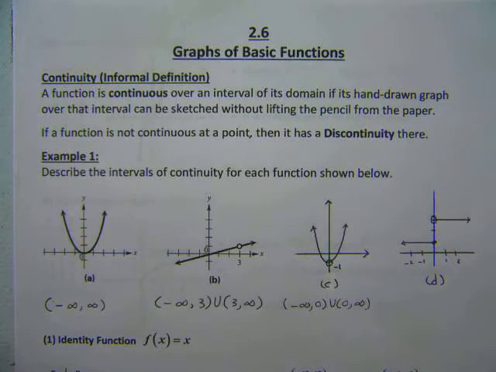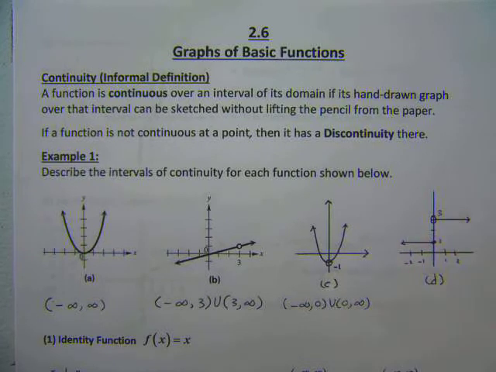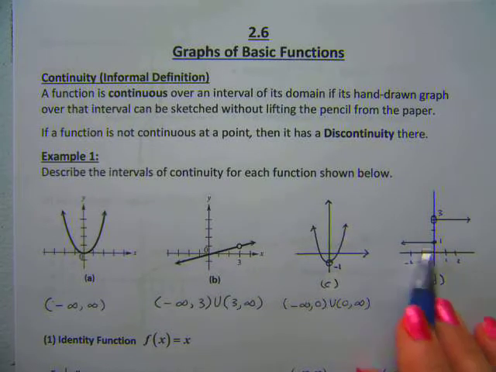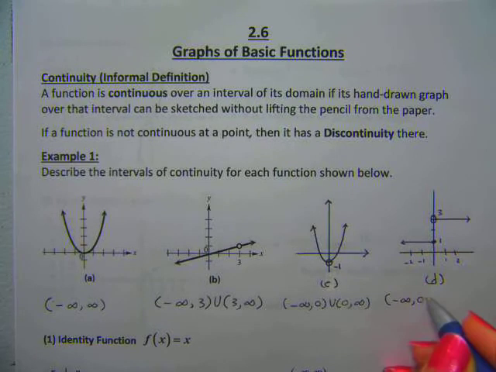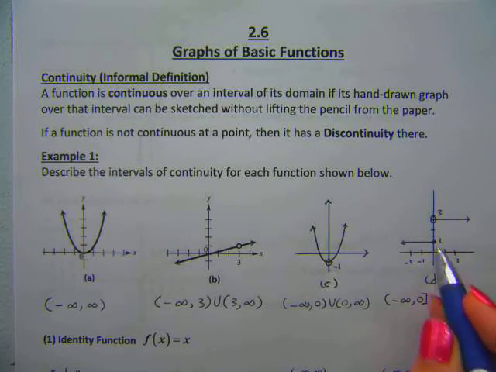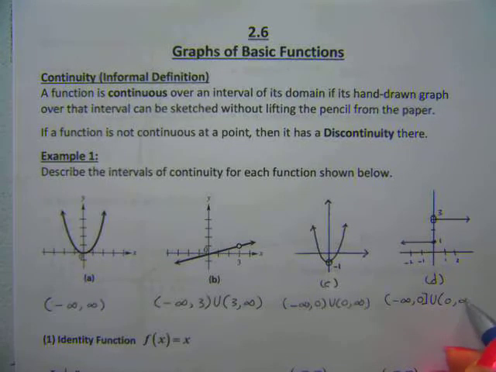How about this one? Again, even though this is a 1 here and this is a 3 here, that's the y value. We're not interested in that. We're interested in the x value. This is continuous from negative infinity to, again, the x value 0, but there is a closed point here, including that point, so it is closed at 0, and then open, 0 to infinity.